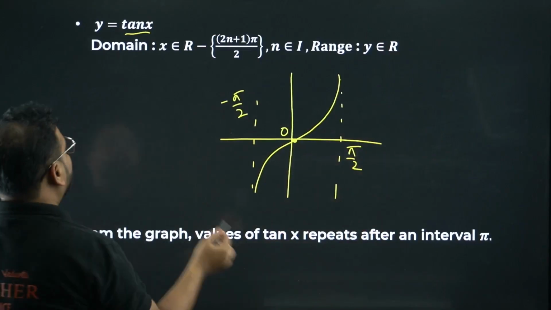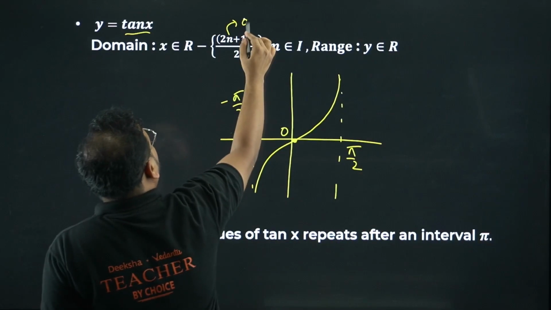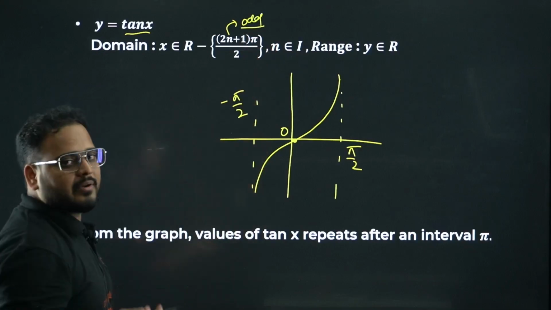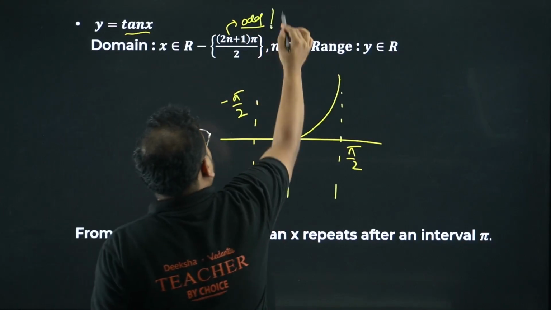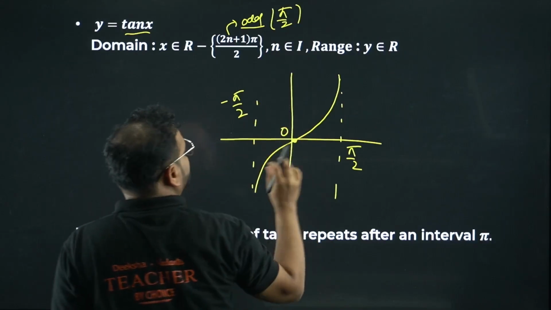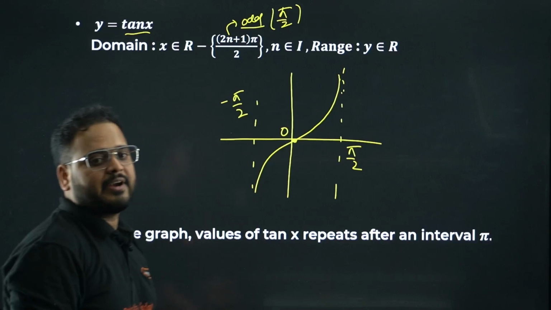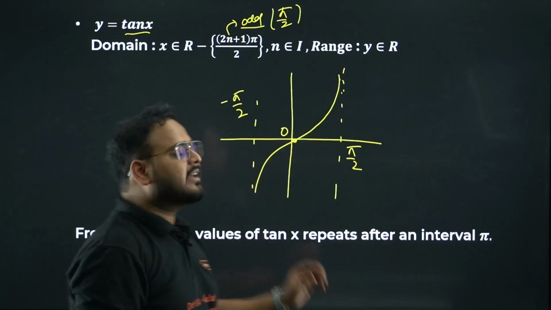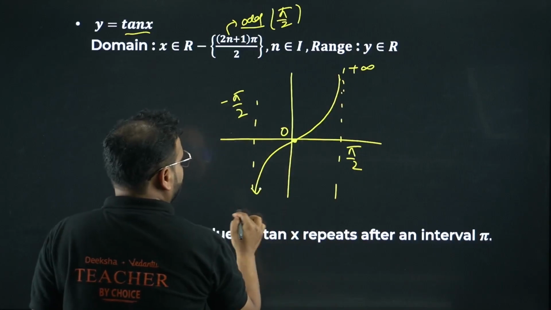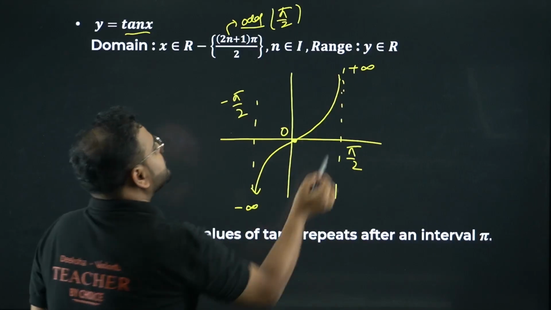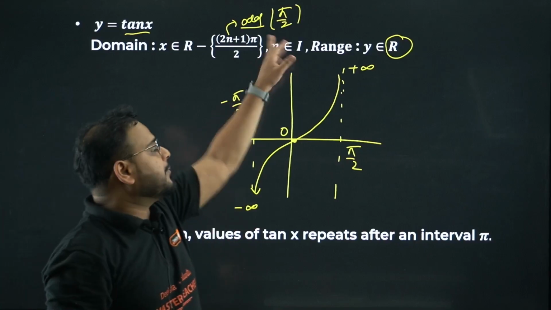Okay, so your domain, if you check, is everything except for the odd multiples. 2n plus 1 is an odd number, right? So odd multiples of pi by 2. You have to take that out. Please check. Over here the function is not defined. Over here the function is not defined. You are reaching this to infinity. Here negative infinity. This is going to be plus infinity. This is moving towards negative infinity. So your range is all real, but your domain is all real except for odd multiples of pi by 2.